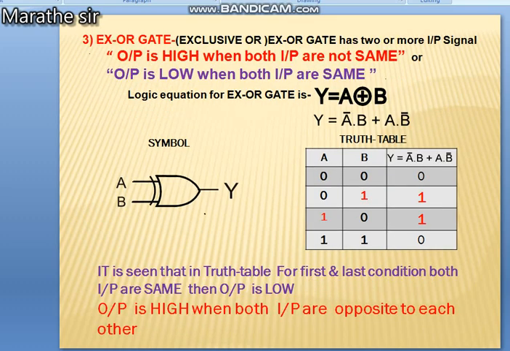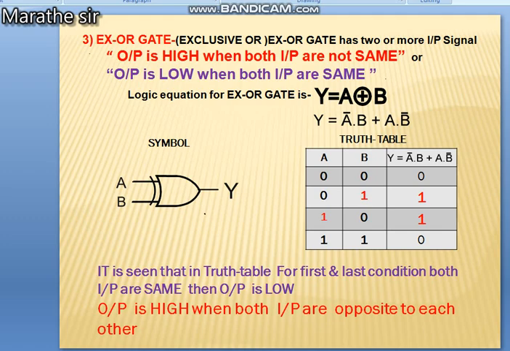Now the third type of the derived gates is called an XOR gate. It is called the exclusive OR gate. Exclusive OR gate also has two or more input signals. Its logical statement is that output is high when both inputs are not same. For the two input XOR gate, output is low when both inputs are same.